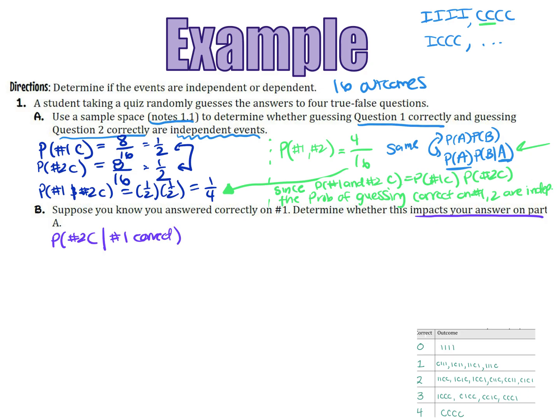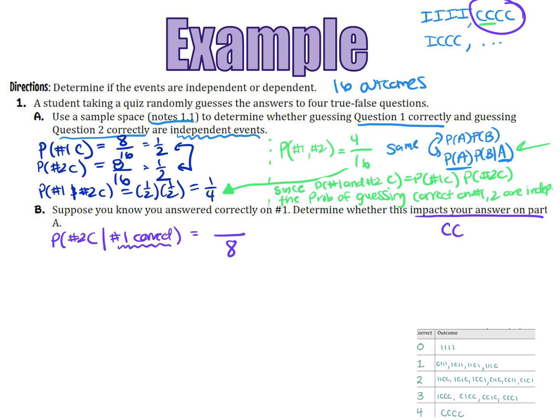So looking back at that sample space from 1.1, identify how many outcomes we know that number 1 was correct on. If you look at that, there are 8 outcomes where number 1 was correct. So here's one example of those 8 outcomes where we had number 1 being correct. Of those 8 outcomes, because that's what we know, given that number 1 is correct, what's the probability that number 2 is correct? So if we look at those 8 outcomes, how many also have number 2 correct?